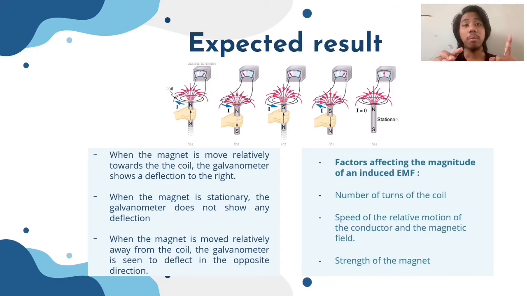Next, the factors affecting the magnitude of an induced EMF. First, the number of turns of the coil. Secondly, the speed of the relative motion of the conductor and the magnetic field. And lastly, the strength of the magnet. The higher the number of turns of the coil, the higher the speed of relative motion, and the higher the strength of the magnet, the higher the electric current that will be produced. Those are the factors that affect the magnitude of an induced EMF.